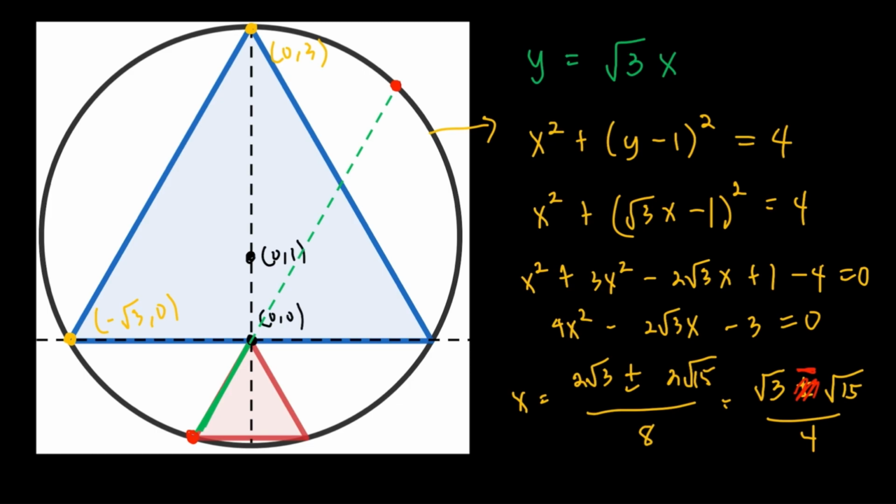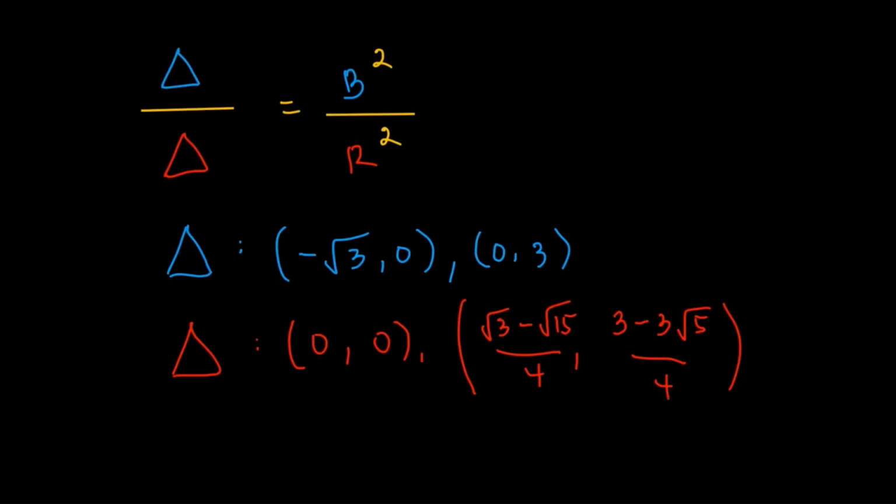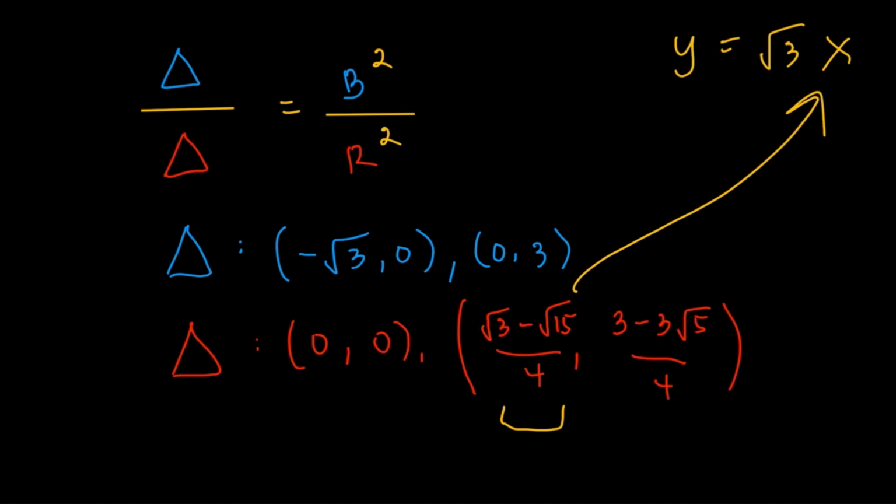Now for the y value, we just simply substitute it in. So this is the x value that we got, and then this would be the y value that we get, since we do know that y is going to be equal to the square root of 3 times x. We do know that x is this one. So that's going to give us this to be the value of y.